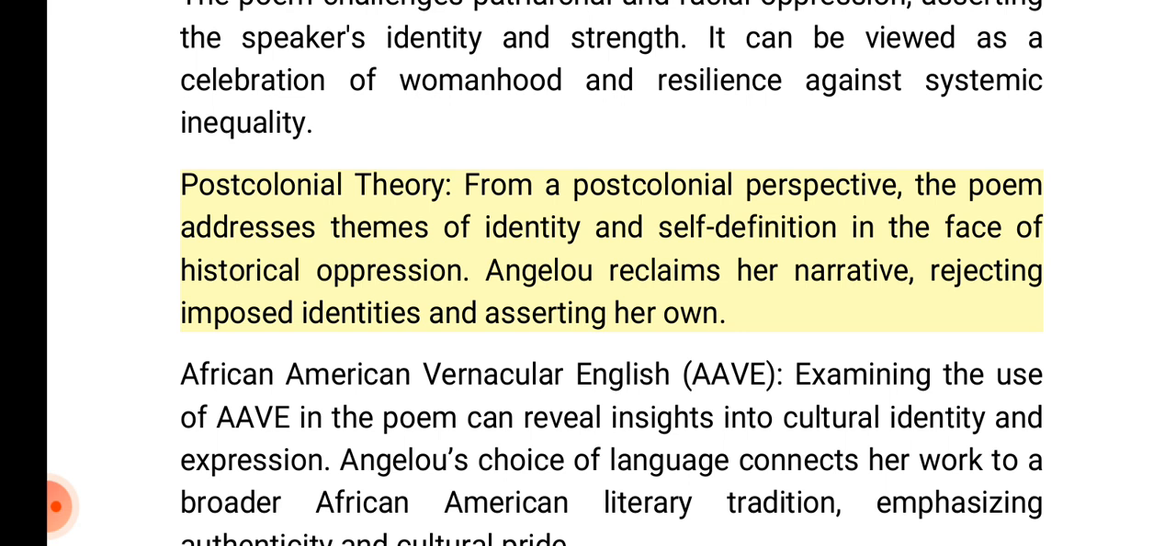Postcolonial theory. From a postcolonial perspective, the poem addresses themes of identity and self-definition in the face of historical oppression. Angelou reclaims her narrative, rejecting imposed identities and asserting her own.